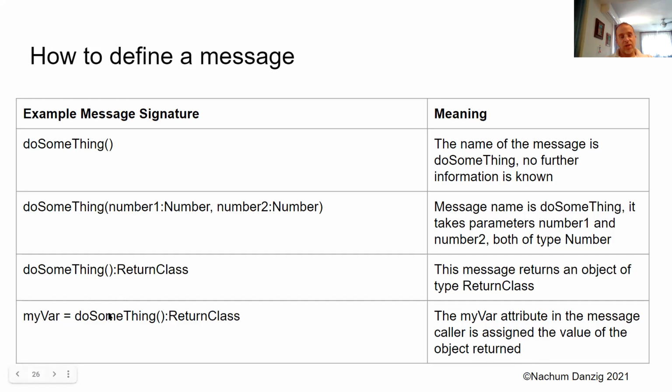So you could get more detailed. You could do that, or you could just do like this. This message returns an object. In other words, it returns an object of type return class. But they don't write the word return class. You write the name of the class that it returns. And here you have a message that takes parameters. So you see, messages are really just functions.